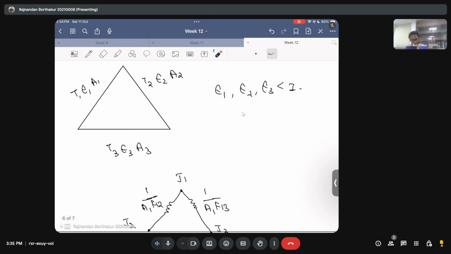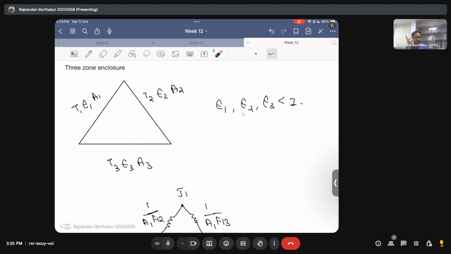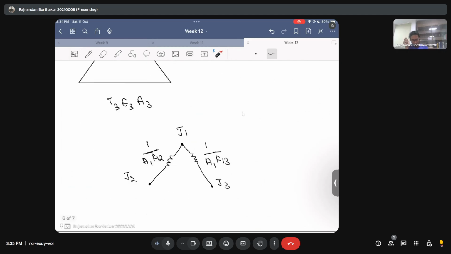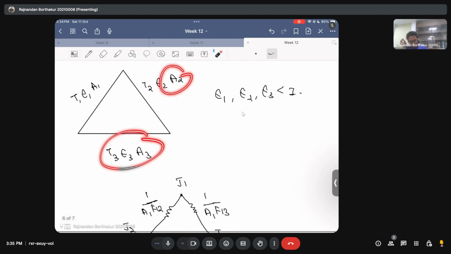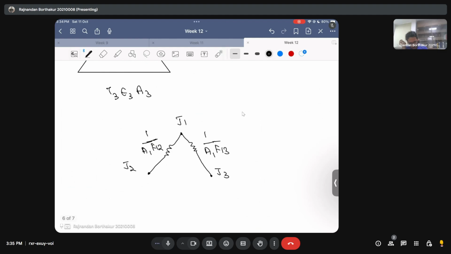But remember, there is also a second surface. If I pick any of the corresponding other two surfaces, this means there can also be a space resistance between surface 2 and 3, so there will be one more resistance, and this is going to be 1 by A2 F23.